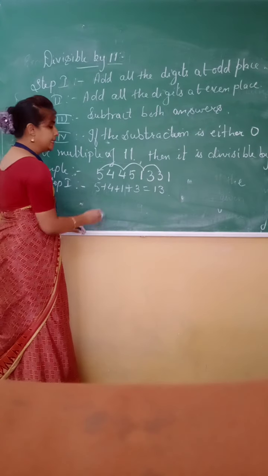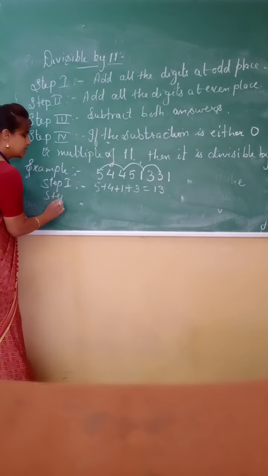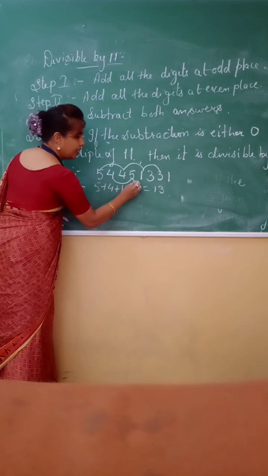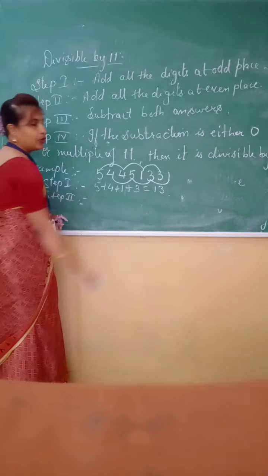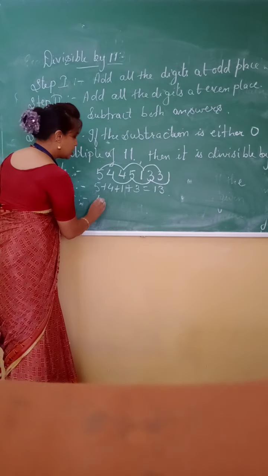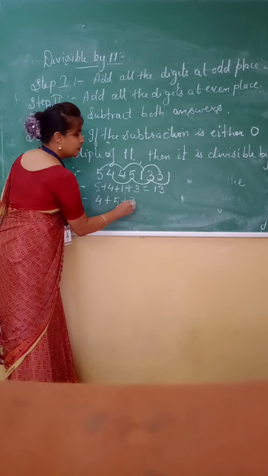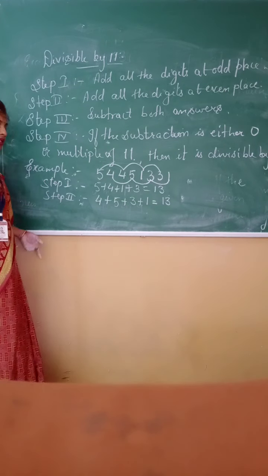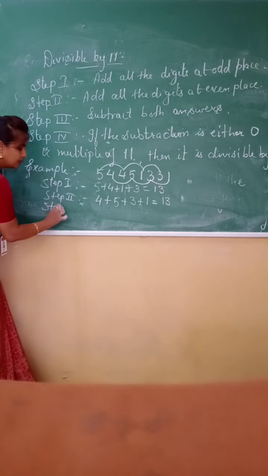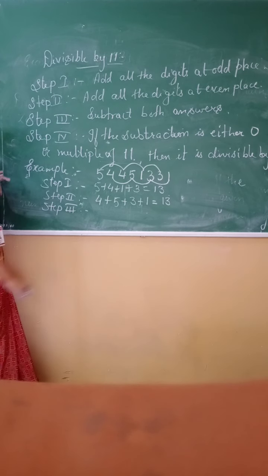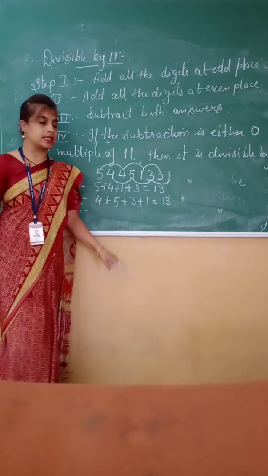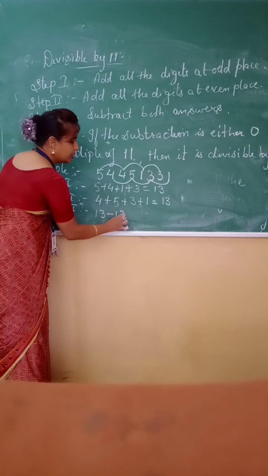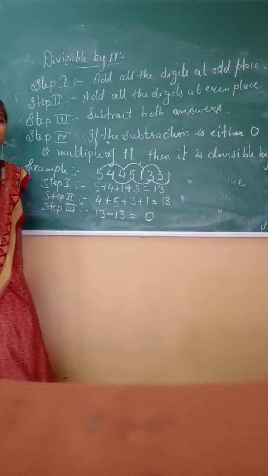Then add the digits at even place. Step second. 4, 5, 3, and 1. These are the digits at even place. 4, 5, 3, 1. It is again equal to 13. Then step 3. Subtract both the answers. Here both the answers are 13. 13 minus 13. It is equal to 0.